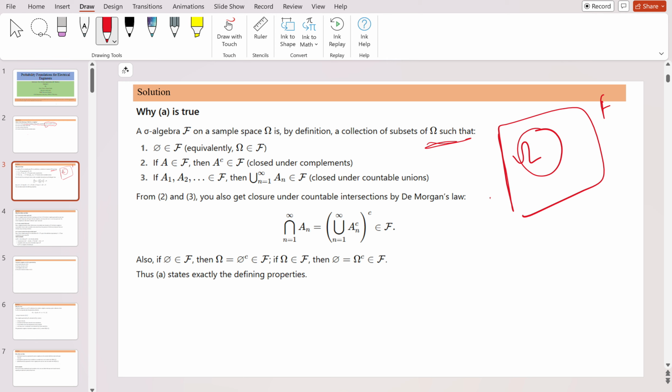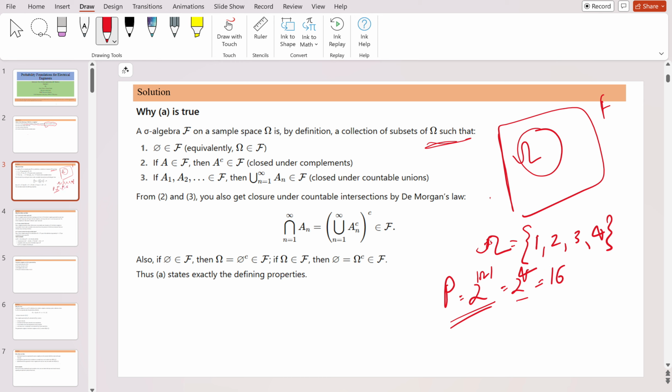Suppose I have a sample space omega that is {1, 2, 3, 4}. The possible subsets number 2 to the power mod omega, that is 2 to the power 4, which is 16 sets, and phi is one of them. Phi and omega both belong to F. So this is the first criterion.